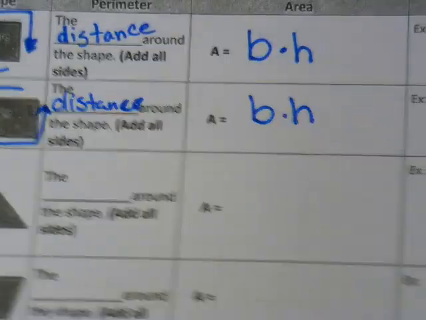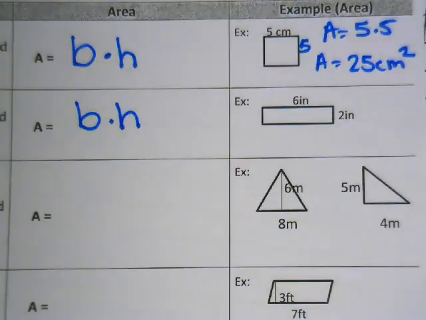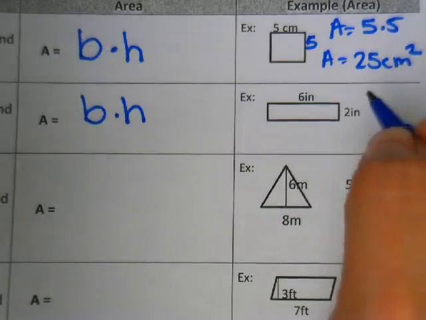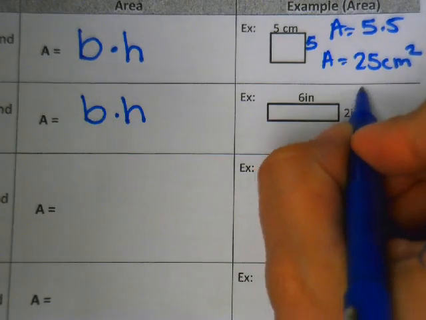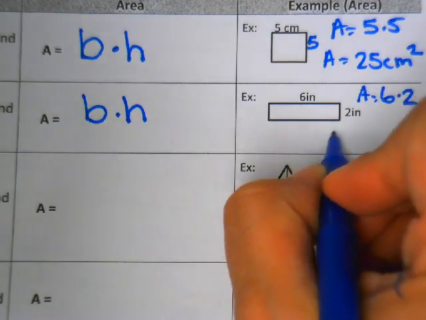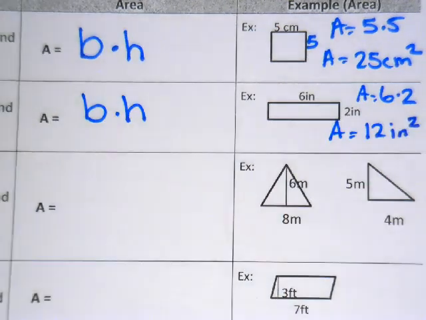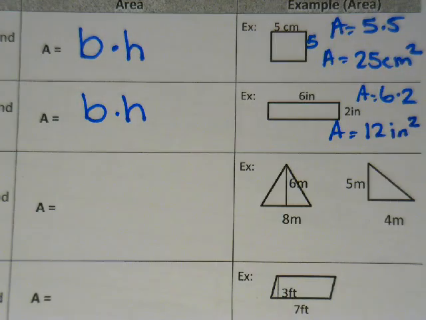All right, so let's do the math. What's our base of this rectangle? What's our height? 2. So we're going to multiply 6 times 2. What's 6 times 2? So our area is equal to 12 inches squared.